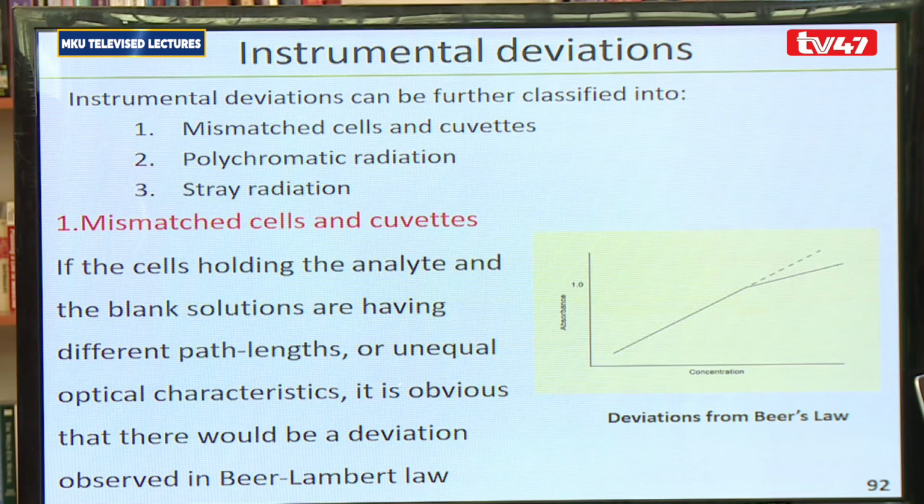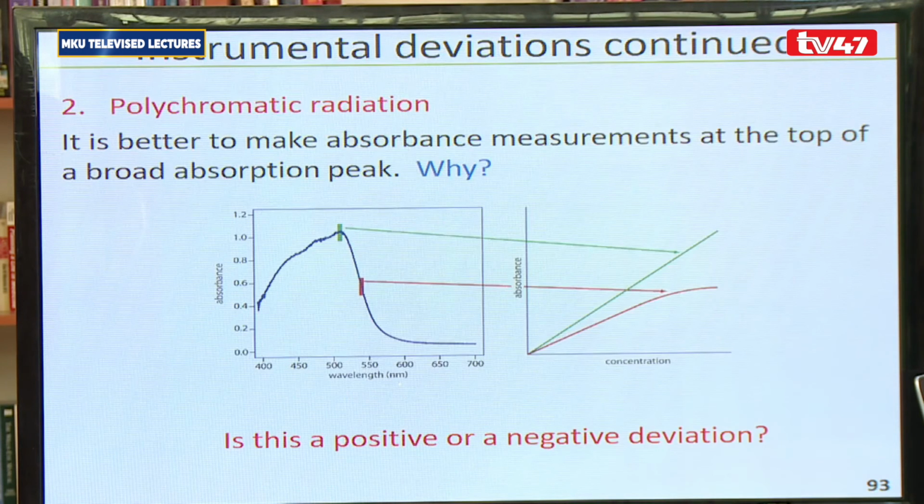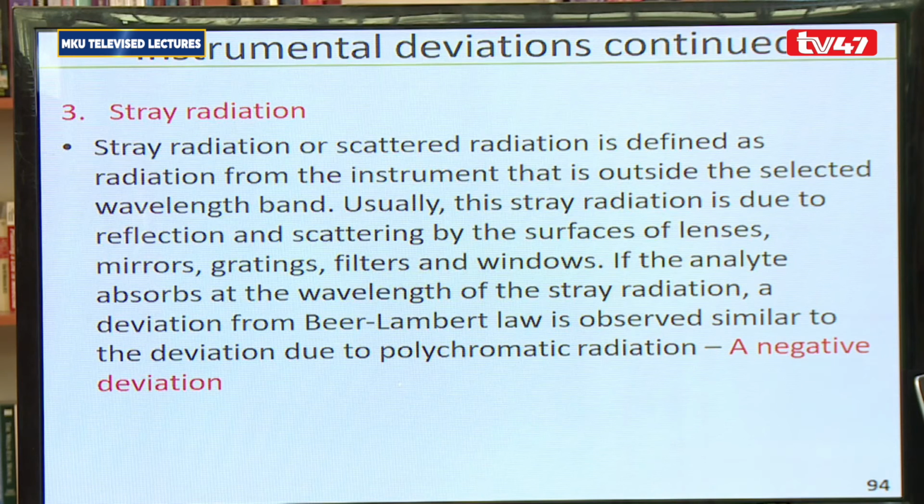Mismatched cells and cuvettes means the way you are handling the cuvette changes, and this can result from imperfections in the characteristics of the glass making the cuvette. We also have polychromatic radiation. Again, we say this law works best with monochromatic radiation, light of a single wavelength. And you can see that with polychromatic radiation, you get a negative deviation to the Beer-Lambert law.